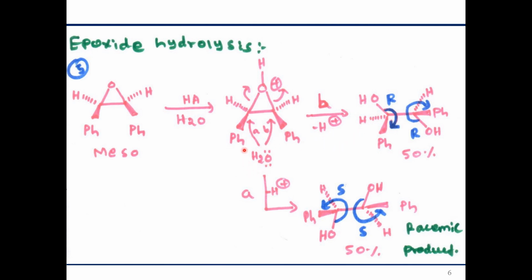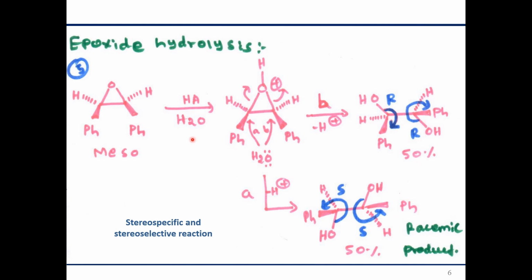When water nucleophile attacks on the A carbon, this stereoisomer is forming, which is having S and S configuration. When water nucleophile attacks on the B carbon, this stereoisomer is forming for 50% and having R and R configuration. Now both the stereoisomers are enantiomers and a racemic product.